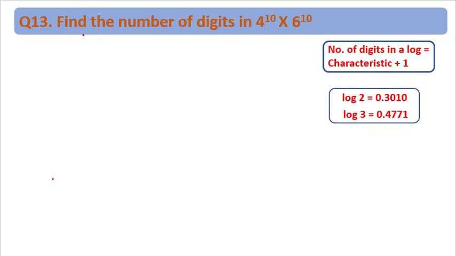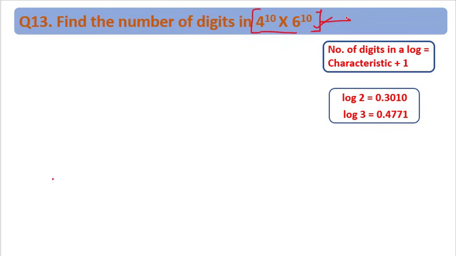Question number 13. Find the number of digits in 4 to the power 10 multiplied by 6 to the power 10. This is another variety of question that you will find in this chapter. And if you look at this number, 4 to the power 10 multiplied by 6 to the power 10, you will feel that the outcome is going to be a very big number, okay. And you might get scared. How will I count the number of digits?